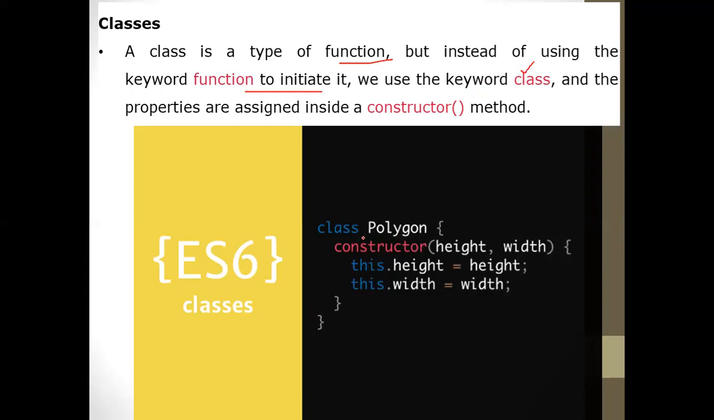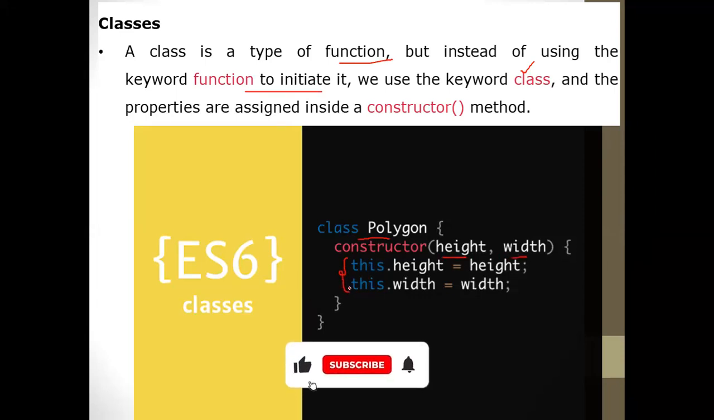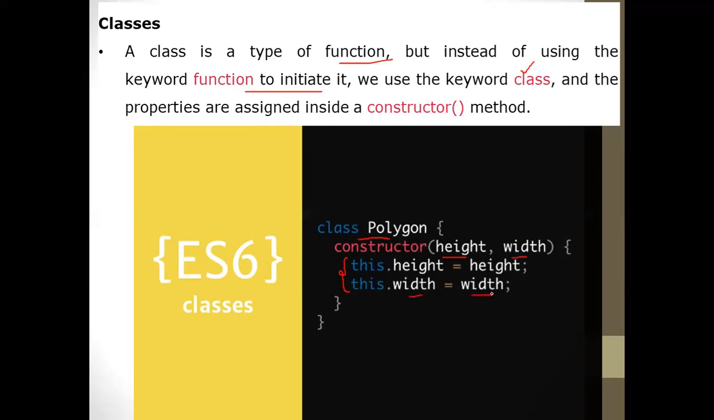We are going to take a class called Polygon. Under that, we have a constructor having two parameters, height and width. We are already aware of the this keyword, so it refers to the same class. For this class, the height is assigned as this.height, and the width is assigned as this.width. So this is a small example of how we can declare a class with the help of ES6.